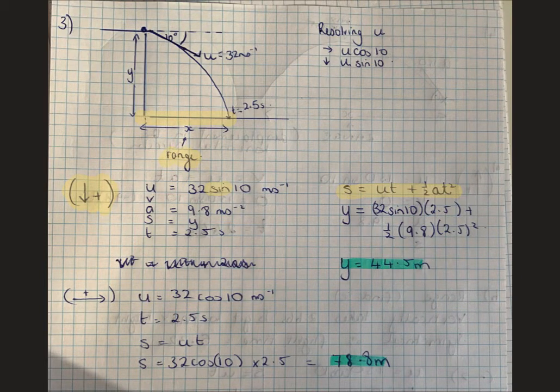Okay, so how would you find x? Well, across the way, there's no acceleration, it's constant velocity. So resolving horizontally, it'd be u cos 10 times 2.5. So substituting into speed, distance, time, you'll get your correct answer down there.